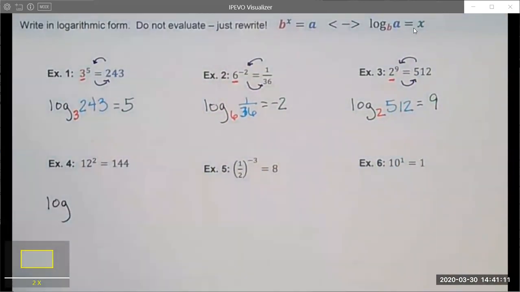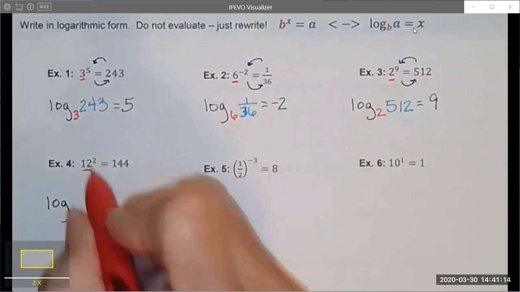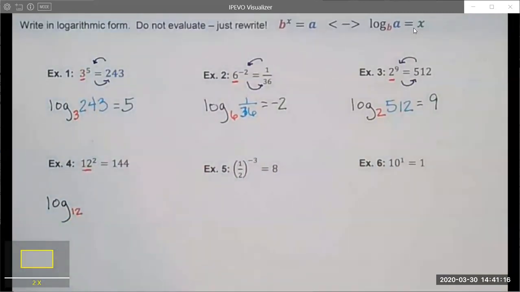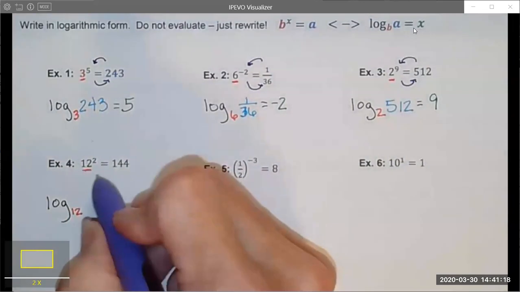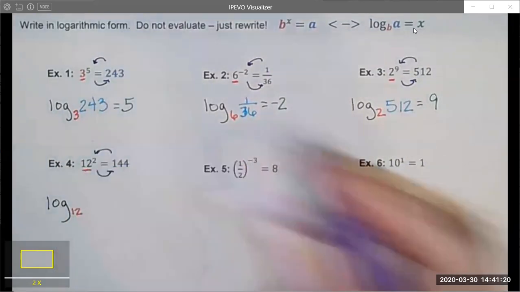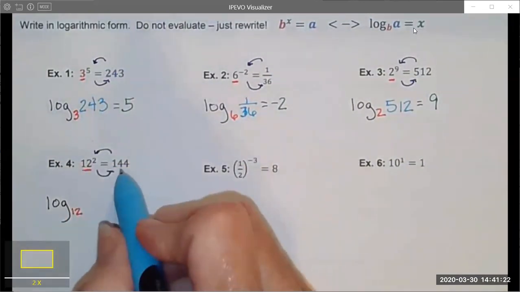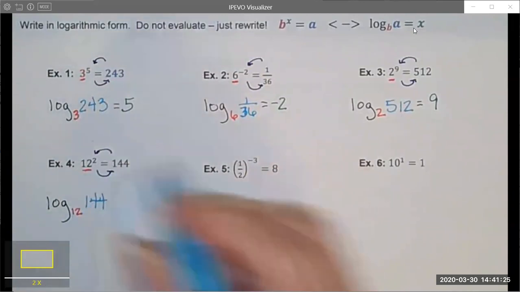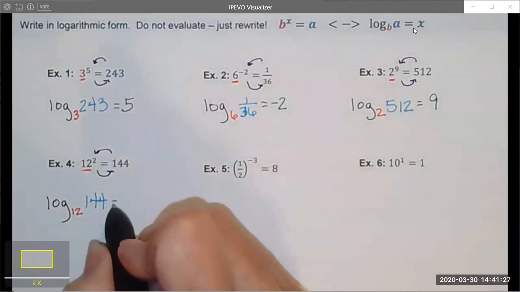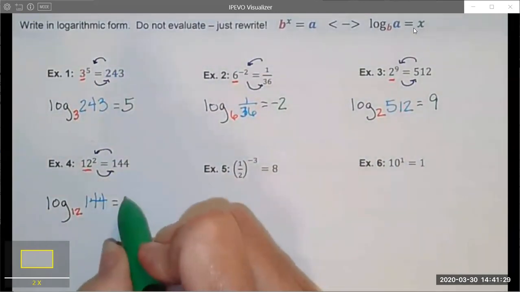Log, identify your base, that's your subscript. Roll your log. Your equal becomes the log value, and your exponent becomes what you're equal to.